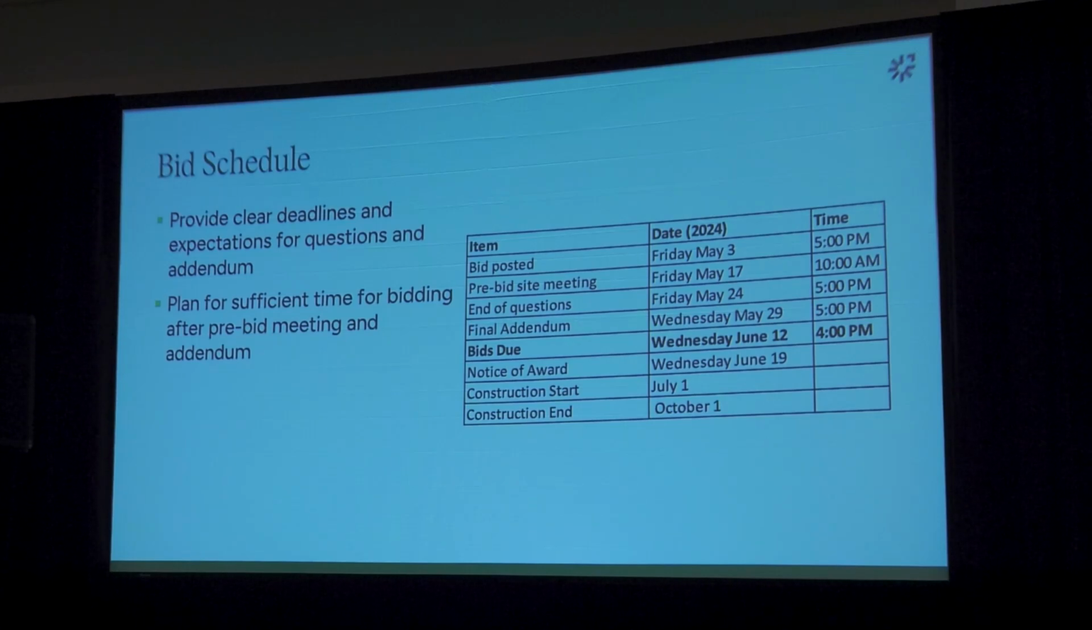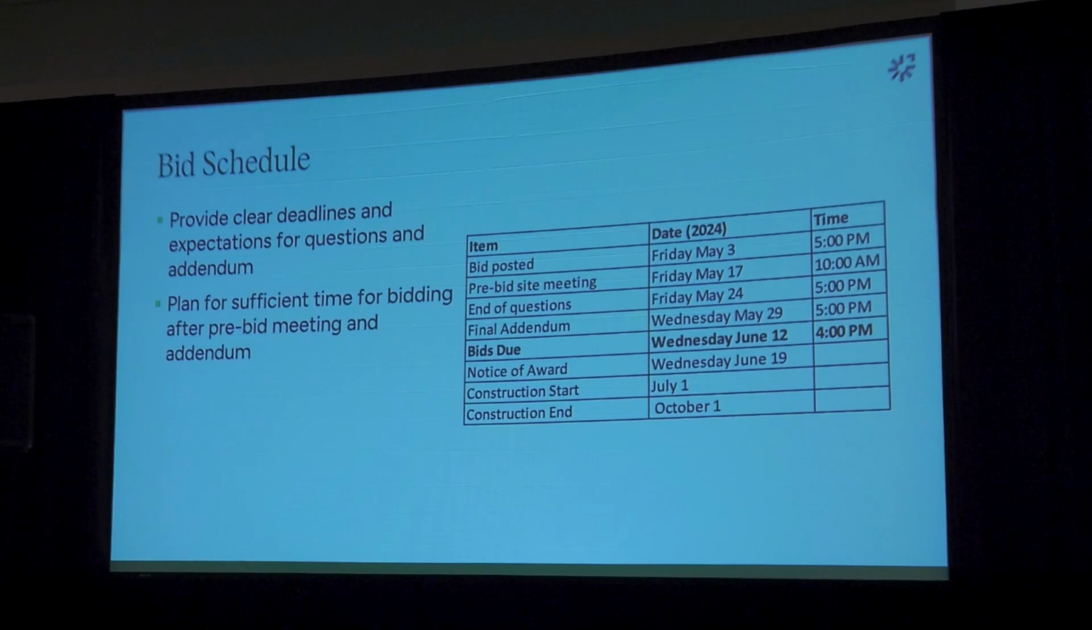A key component there is the bid schedule. Typically we'll post the bid and then a couple weeks later have the pre-bid meeting, which we'll talk a little more about. After that, there will be a time period to accept questions, which we'll put together an addendum for to send out to all the contractors who came to the pre-bid meeting. And then after that addendum, we want to make sure that there's at least a couple weeks for the contractors to put their bids together.